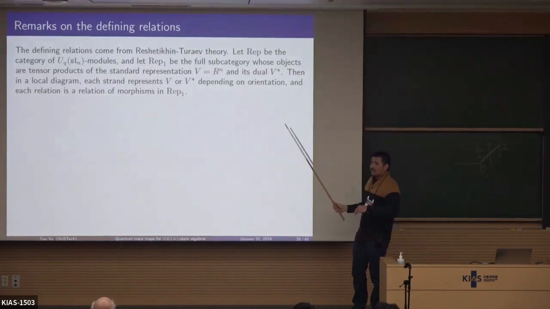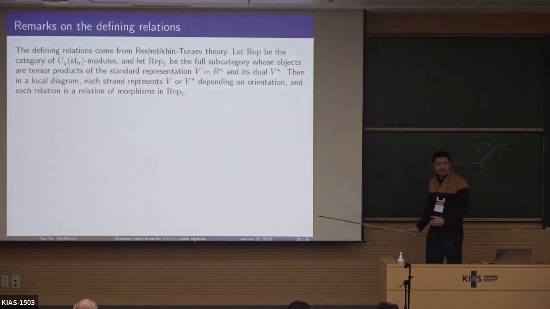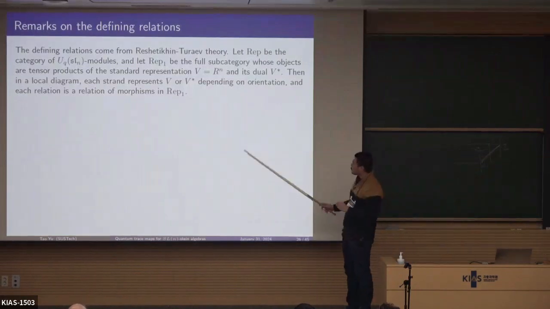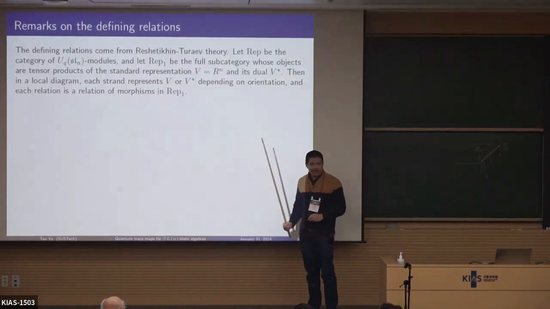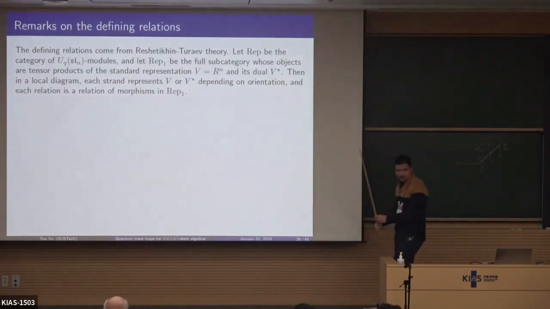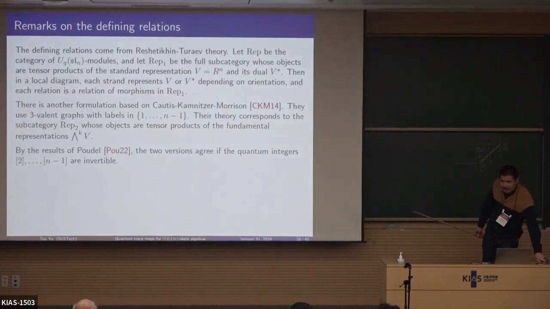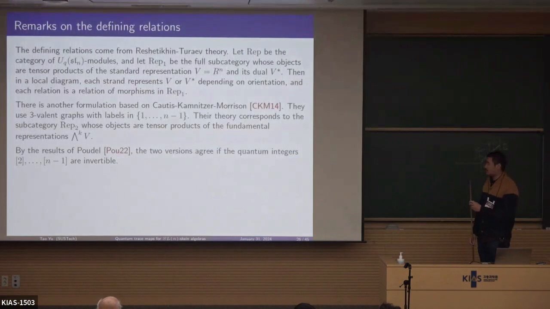So how do you find all the relations of the skein algebra? You look at this subcategory, you look at what morphisms there are, and then that's how you decide you need to add a vertex, because you need the anti-symmetrization map. And then you find all these relations, you draw them as diagrams, you obtain this list of relations.